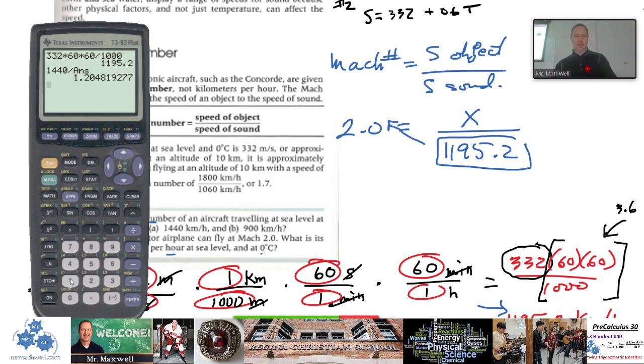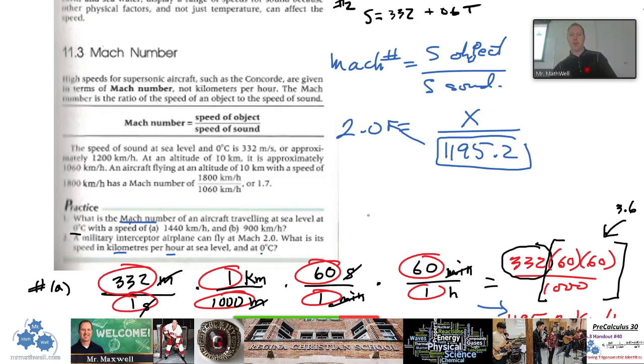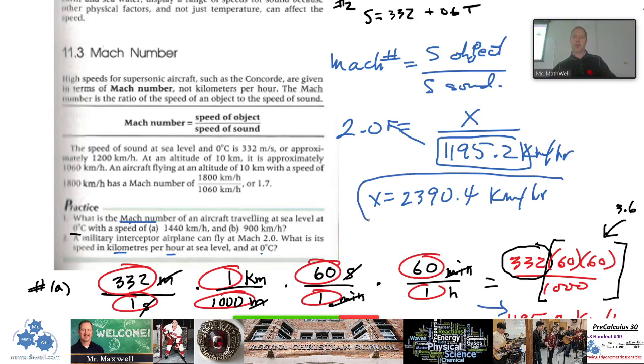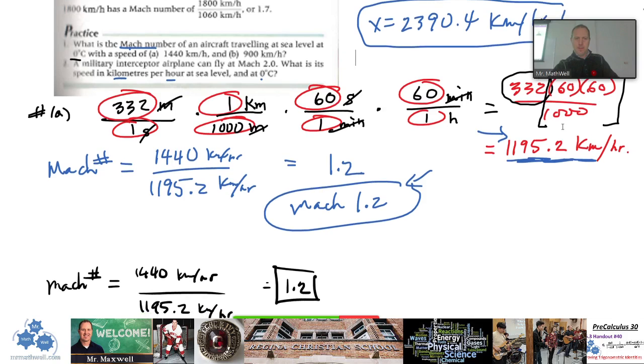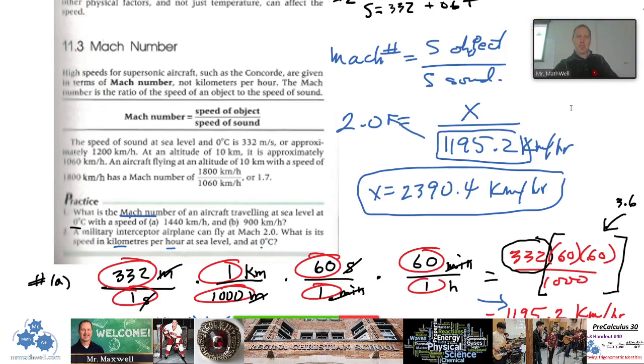So I do 1195.2 times 2, 2390.4. So x is 2390.4. And what units are those? Let's see, kilometers per hour. Right? Because remember, this was kilometers per hour, and this was no units. So x is going to be in kilometers per hour. All right. Those are the answers that I get for those 2 questions. Anybody agree or disagree? Yes?